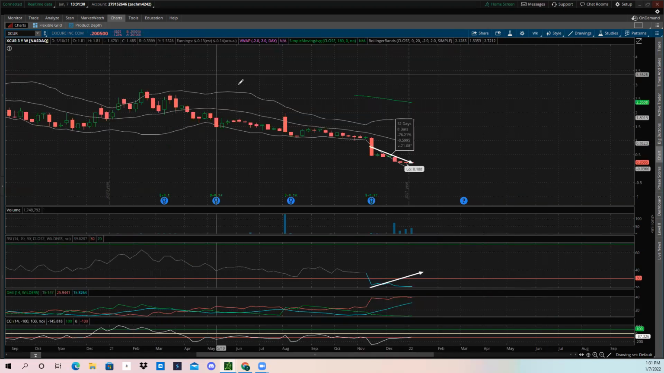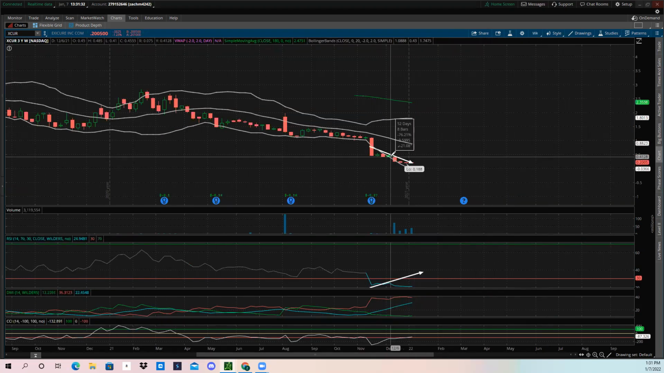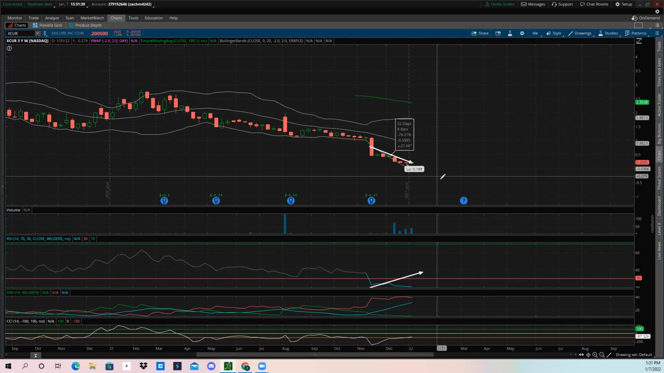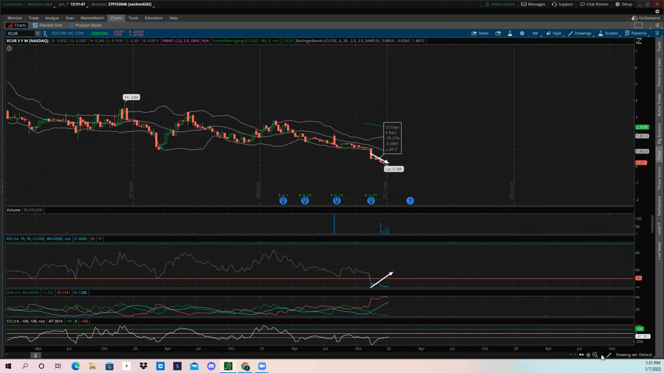It's at the bottom of the Bollinger Band, so this is a good time when you start to see things either recover and pull up, or you start to see them fall more. Now there's not much more that this thing can drop. It's only 20 cents a share right now, and it's had highs of, I believe, like $3.84.